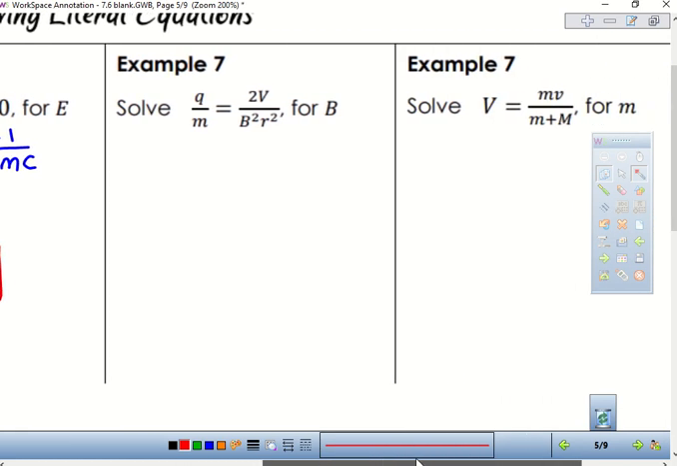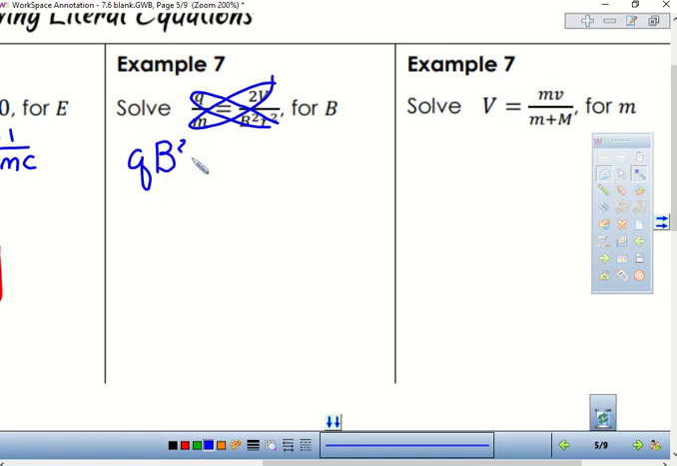Alright. Next one, example 7. We have two example 7s. Really, it's example 8, but here we're solving for b. We have an equal sign between two fractions. We're just going to cross multiply. That leaves me with q v squared r squared is equal to 2mv. Now keep in mind, you can also have like vm and mv, it's the same thing.